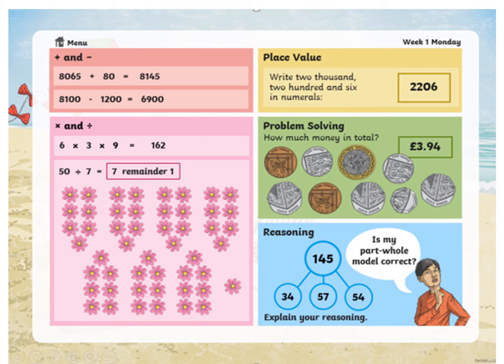Next one, write 2,206 in numerals. So you can see you should have written 2206. And a mistake that people always forget is the placeholder, the 0. So make sure you've done that one for me, please.